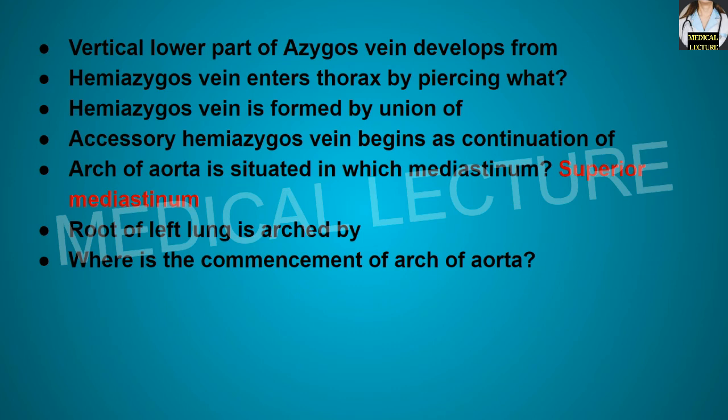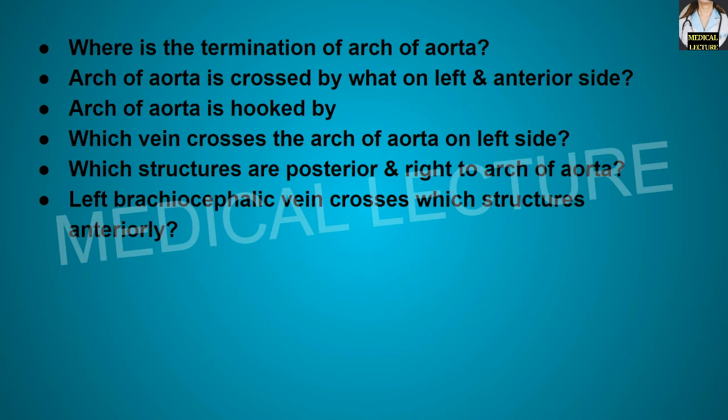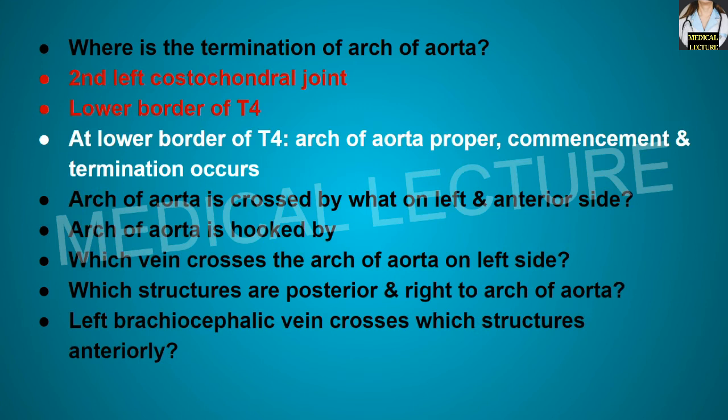Root of left lung is arched by arch of aorta. Where is the commencement of the arch of aorta? So, commencement of the arch of aorta is at second right costochondral joint at the lower border of T4 vertebra. Where is the termination of the arch of aorta? So termination of the arch of aorta is at second left costochondral joint at the lower border of the T4 vertebra. So at the lower border of the T4, arch of aorta proper, commencement and termination occurs.